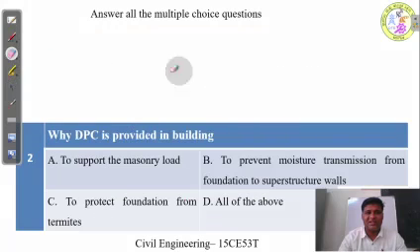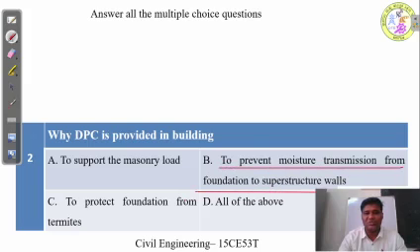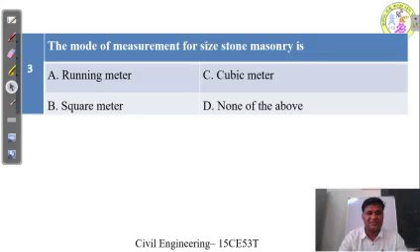Why is DPC provided in buildings? A, to support the masonry load. B, to prevent moisture transmission from foundation to superstructure walls. C, to protect foundation from termites, or D, all of the above? The right answer is B, to prevent the moisture transmission from foundation to superstructure walls and also to provide a flat platform for the walls to be constructed. So B is the right answer.